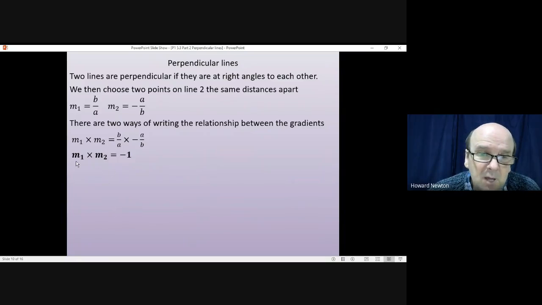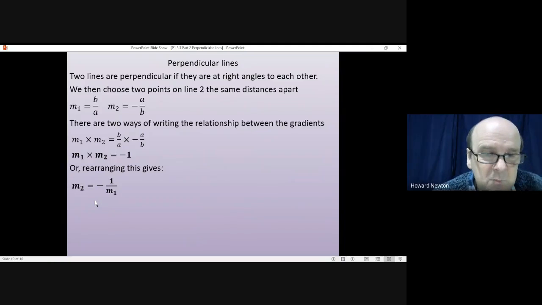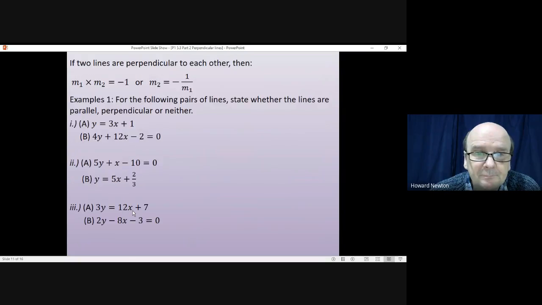Now, frequently, rather than using this form, we just rearrange that form to give M2 in terms of M1. And that gives us M2 is equal to minus 1 divided by M1. Now, this form is more useful if you know the gradient of the one line and you're trying to work out the gradient of the other line. So if they're perpendicular to each other, the gradient of the second line will be minus 1 times the reciprocal of the gradient of the first line.